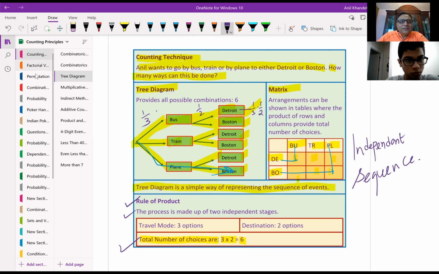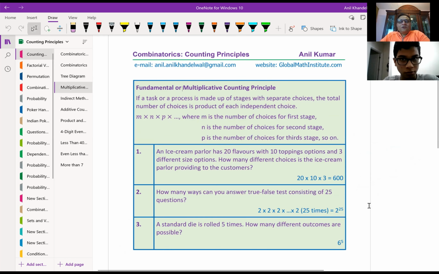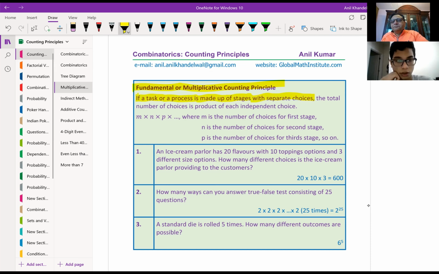And let's take more examples based on this multiplicative property, right, or combination. So this is also called the fundamental or multiplicative counting principle. This is the base, the foundation of counting principles. Is it okay? So if a task or a process is made up of stages with separate choices, like we had, right? The total number of choices is the product of each independent choice. Is this statement clear to you?